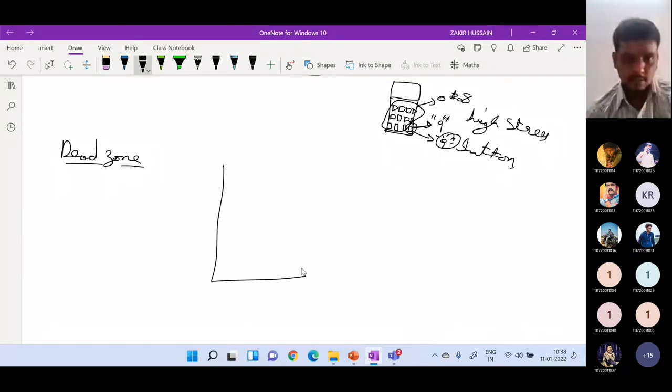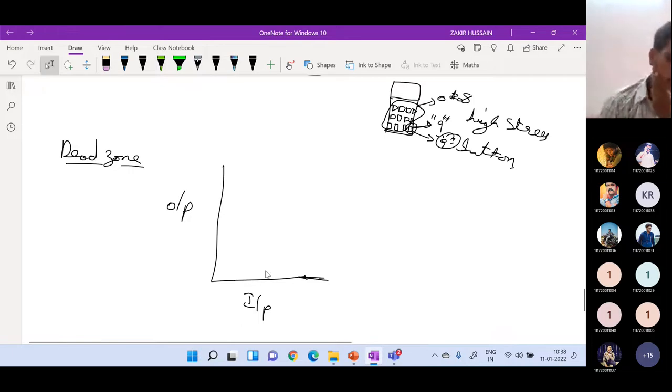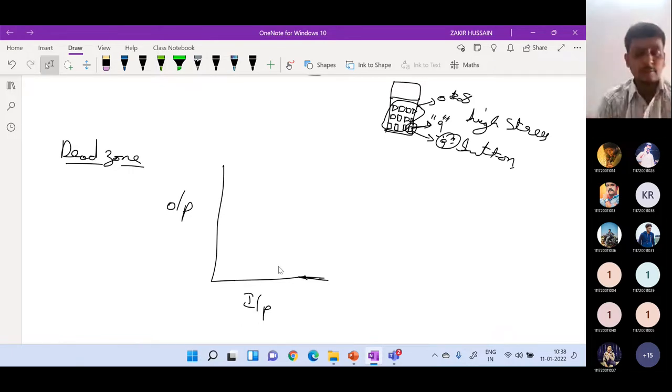Once again, I'm drawing the same thing. Input, output. So this dead zone is nothing but the largest range of values of a measured variable to which the instrument does not respond. It is called a dead zone, or sometimes called a dead spot or hysteresis. Dead zone usually occurs with friction in an indicating or recording type of instrument. For example, if you are giving an input 1, it will show you an output 0. If you are giving an input 2, it will show you once again the output 0.